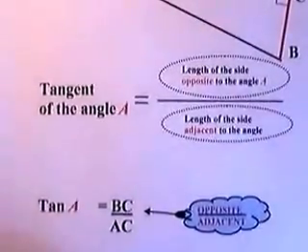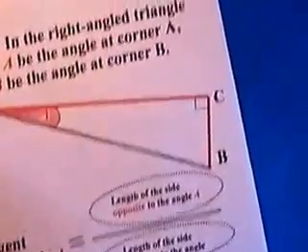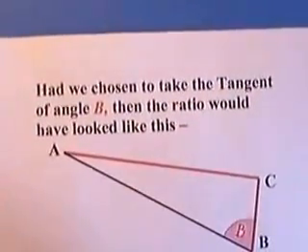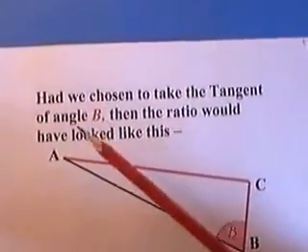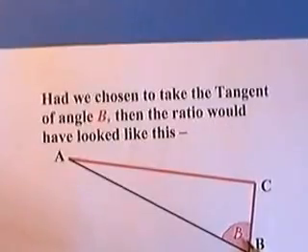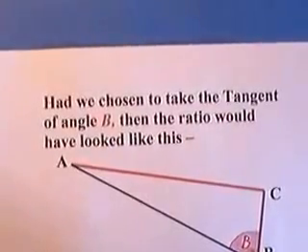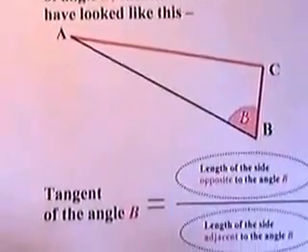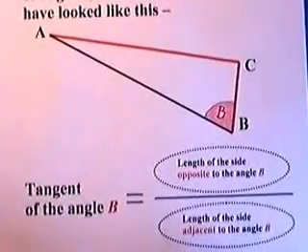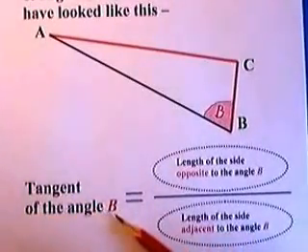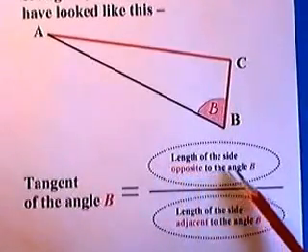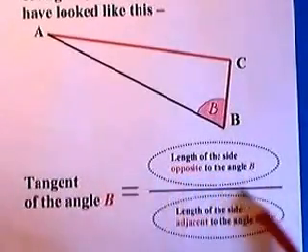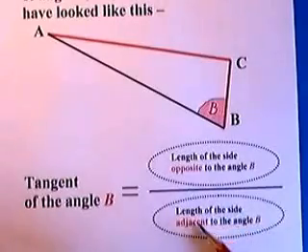Now let's look at how the tangent ratio would have changed had we taken the tan of angle B. So, had we chosen to take the tangent of angle B, then the ratio would have looked something like this. Okay, here it is here. We would have written that the tangent of the angle B is equal to the length of the side opposite to the angle B divided by the length of the side adjacent to the angle B.